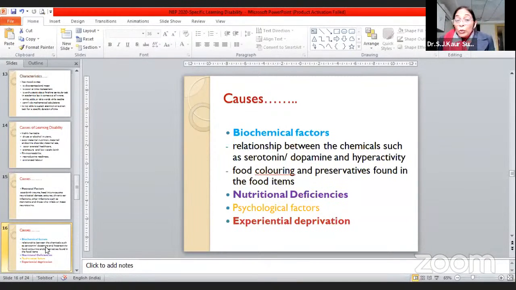Then another is nutritional deficiencies. As we all know, nutrition plays a very important role in the growing years of the child. जब बच्चा बढ़ रहा होता है तो उसको बैलेंस डाइट और न्यूट्रिशनल डाइट चाहिए होती है. It's not only the pregnant mother who needs न्यूट्रिशनल डाइट, but a child who is growing, जो ग्रोइंग चाइल्ड है, उसको भी आपको न्यूट्रिशनल डाइट देनी है.